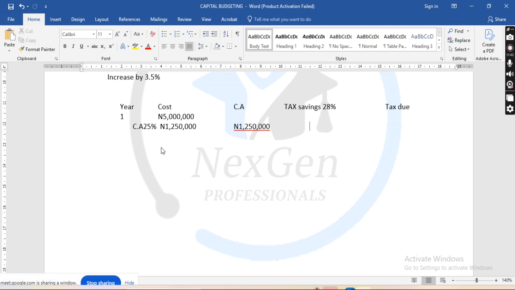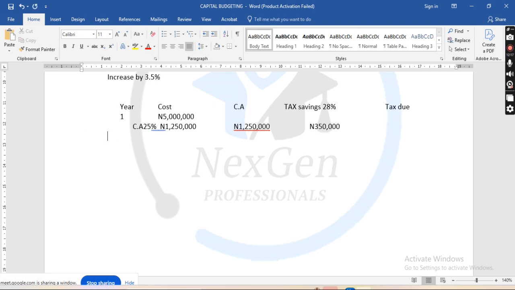Your tax savings will be 28% of the capital allowance. Class, what is the 28% of capital allowance? 350,000. Rachel, are you still in this class? Yes, sir. Okay, thank you. So now, don't forget that the tax is being paid in arrears, which means that year 1 will be paid in year 2. Year 2 will be paid in year 3, right? So you will not put anything here.